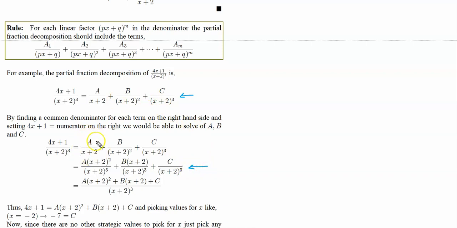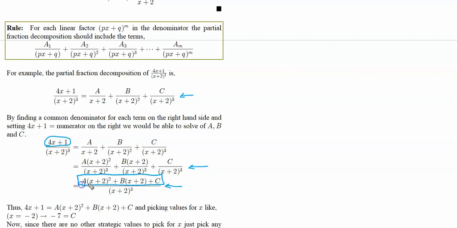The first term here, we multiply the numerator and denominator by (x + 2) squared. The second term, we multiply numerator and denominator by (x + 2). And the third term, we don't need to do anything. That way, each term has (x + 2) cubed in the denominator. Add everything up, and this is what you would end up with. And now at this point, you would set the numerators equal to each other. 4x + 1 would be set equal to this.